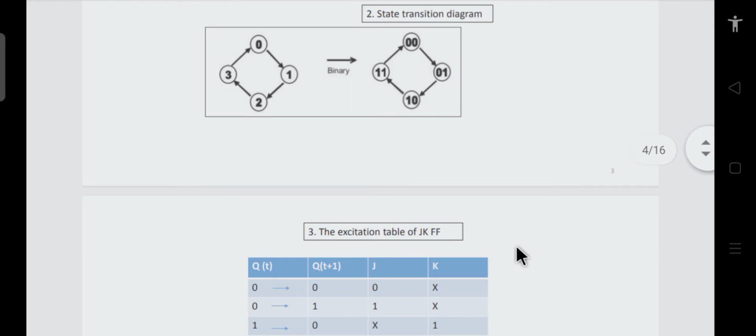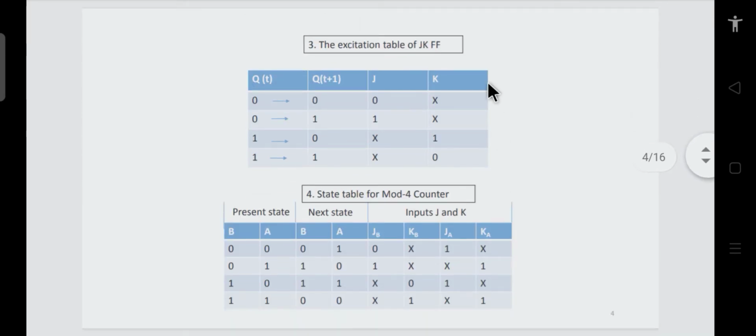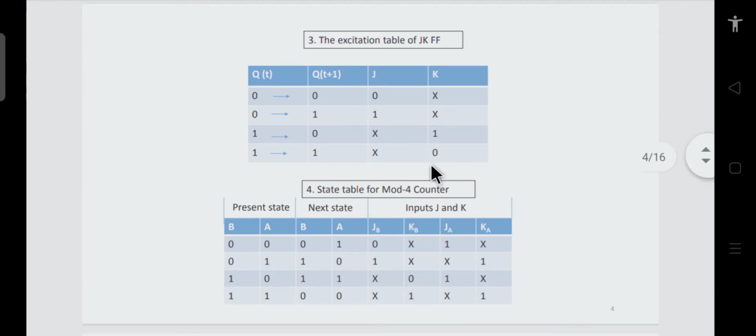So after writing the state diagram, the third step is to write the excitation table. Here the problem given is the JK flip-flop, so for the JK flip-flop we will write the excitation table. From our discussion of the flip-flops, we know that the excitation table of the JK flip-flop is something like this. And this excitation table is written in terms of the present state, next state, and the inputs.